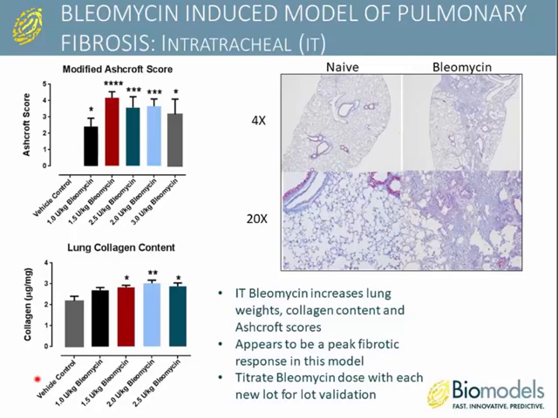Another piece of data that we're looking at in this model is the lung collagen content, and this can be determined either by a hydroxyproline assay or a Sircol assay. You can see as bleomycin dose is increased, we see an increase in collagen that also plateaus. So based on this type of data, we would probably choose a dose of bleomycin between 1.5 and 2 as the optimal dose for the disease model.